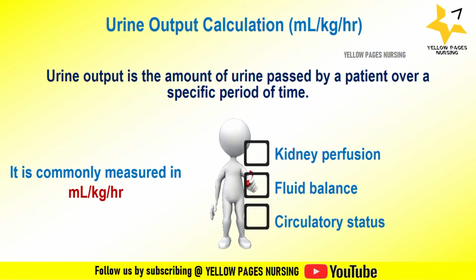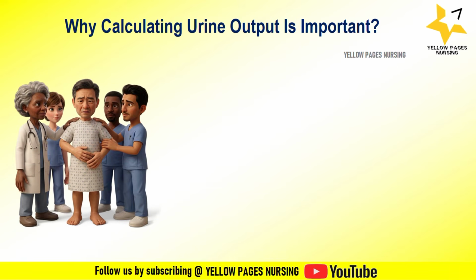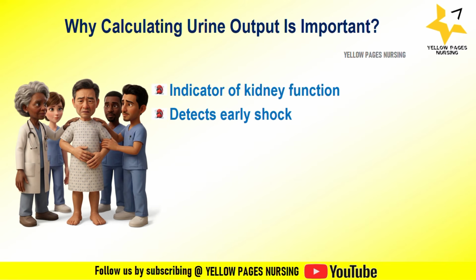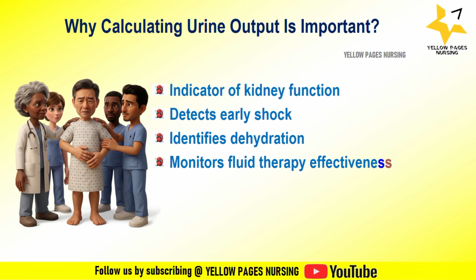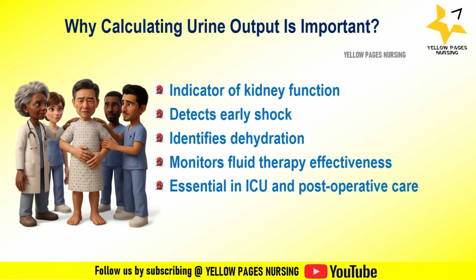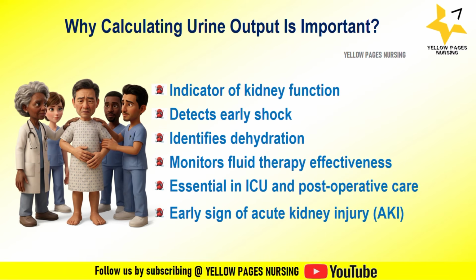Why is calculating urine output important? It is an indicator of kidney function. It detects early shock. It identifies dehydration. It monitors fluid therapy effectiveness. It is essential in ICU and postoperative care. Early signs of acute kidney injury are also easily identified.